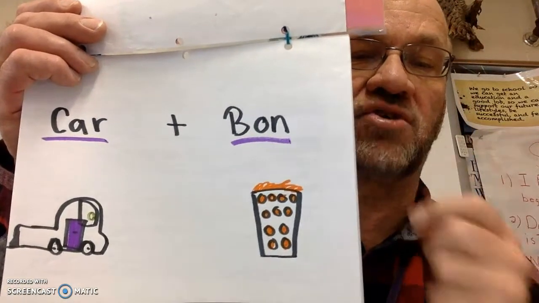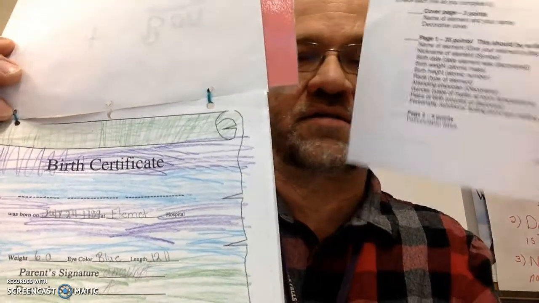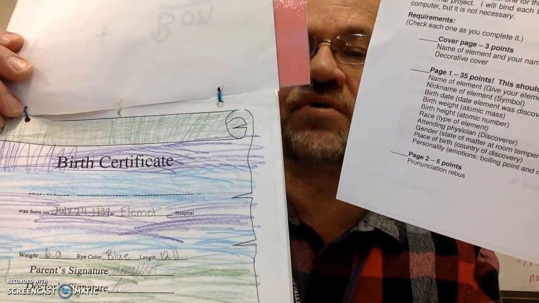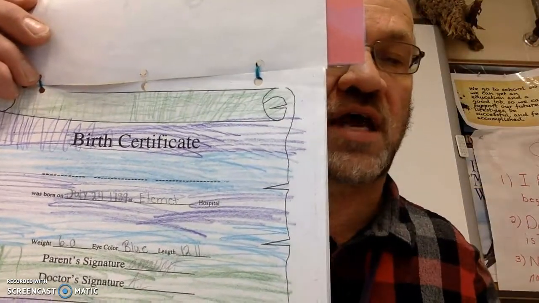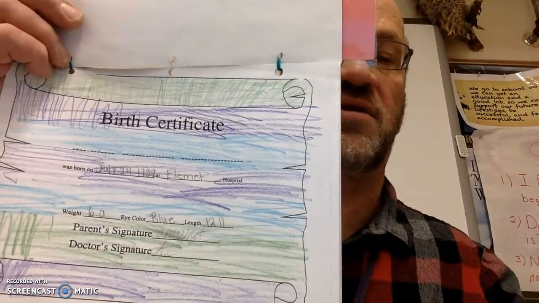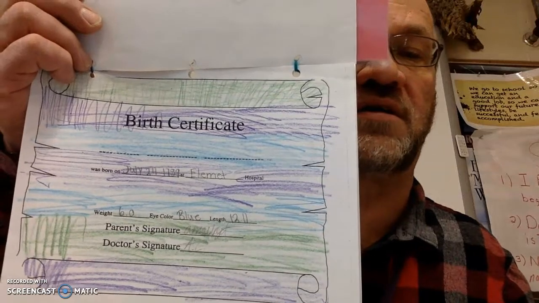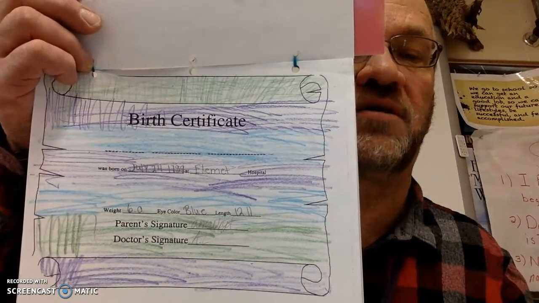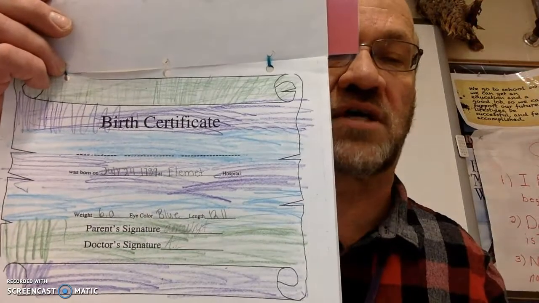That is page 2 of your baby book. And it's explained right here, page 2, pronunciation rebus. Next is a birth certificate. I included that in your packet, so you'll be able to make that and figure that out. You can make up the eye color if you want. All the rest of it, you'll understand the material from looking at the directions.